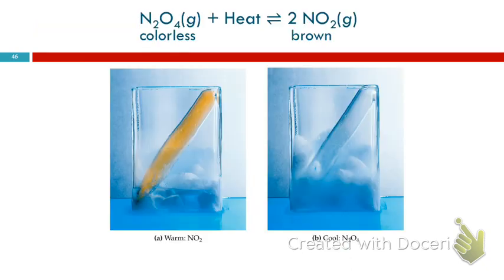Here's a picture of that. So when this tube is warm, that's adding heat, that causes the equilibrium to shift over here. We see more of the brown NO2 at equilibrium. If we make this very, very cold, that's removing heat, that causes the reaction to shift towards the N2O4, which is colorless, and we see the color go away.